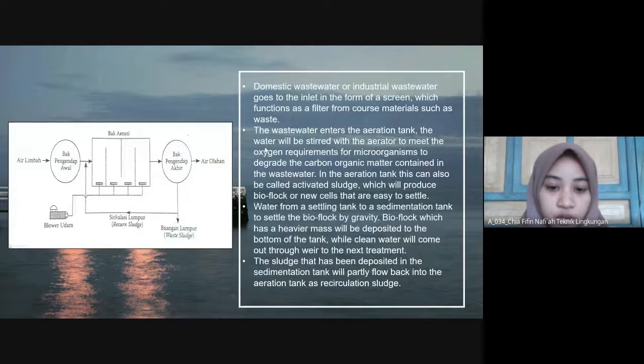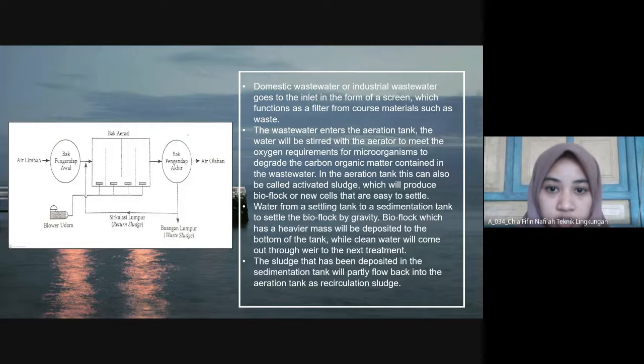This is the figure of the activated sludge process. The first step: domestic or industrial wastewater goes to the inlet in the form of a screen, which functions as a filter for coarse material such as waste. Then the wastewater enters the aeration tank. The water will be stirred with aeration to meet the oxygen requirements for microorganisms to degrade the organic carbon matter contained in the wastewater.